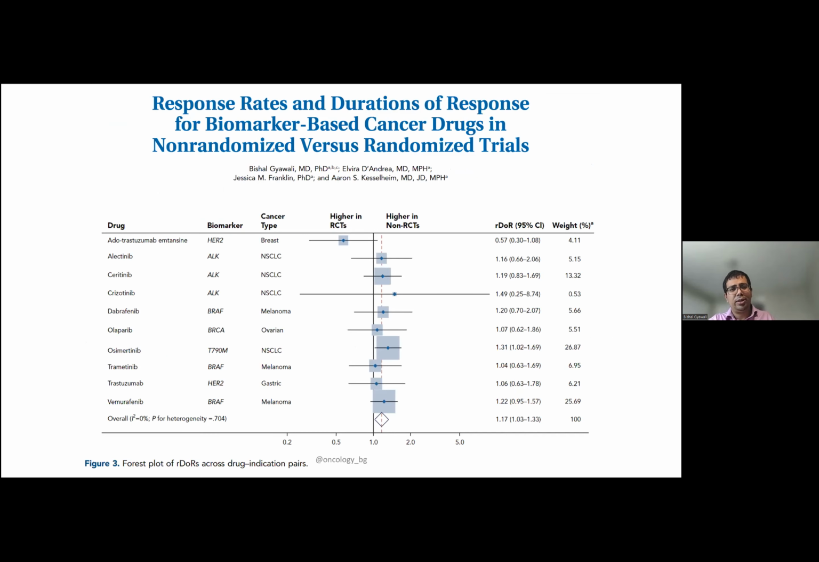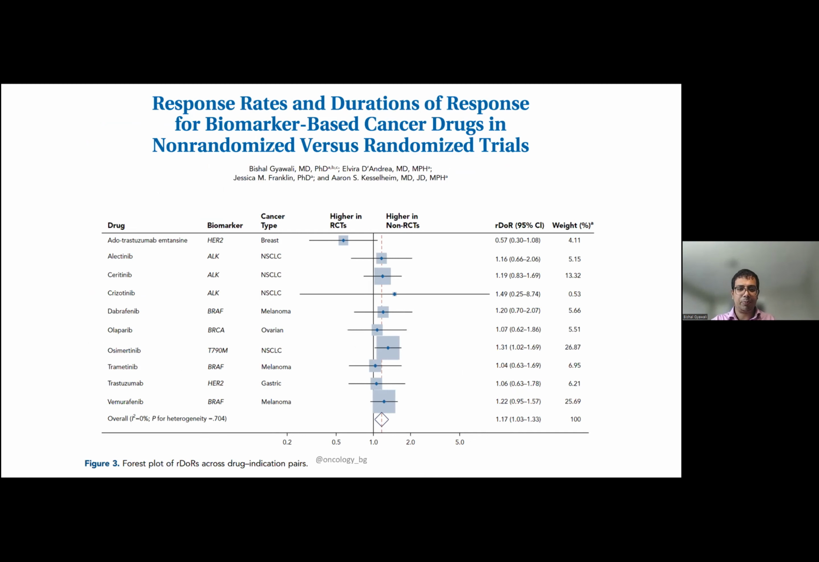So as I mentioned, these single-arm trials are deceptive, even for the responses. Even if the single-arm trial shows that the responses are like 40% and duration of response is 8 months, when you do a randomized trial for the same drug, you'll see that the responses have fallen. And this is probably due to regression to the mean, or most importantly, patients in phase 2 are very highly selected patients.